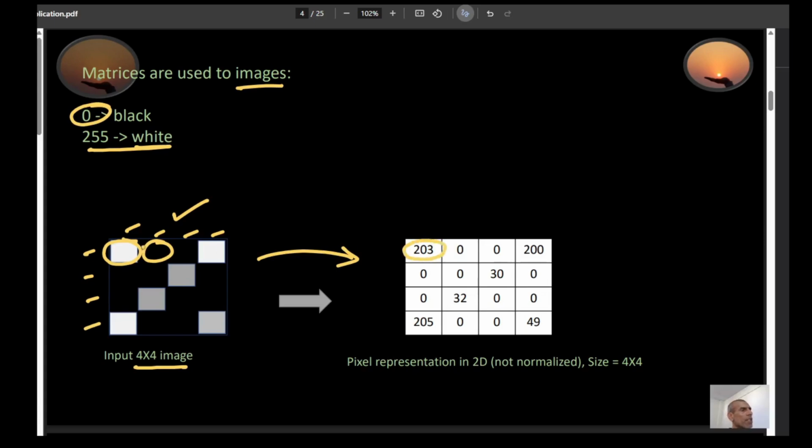203 means it is more towards white. This is 0 because this is black. This is 0 because this is black. This is 200. Well, that's because this is white, but not all the way to pure white. It's almost a little bit grayish. Then you have black, black, and then you have 30, which is kind of gray, right here. And then look at this one. This is 49, 49. So this is a little bit gray. So I'm able to represent this image in the form of a matrix.